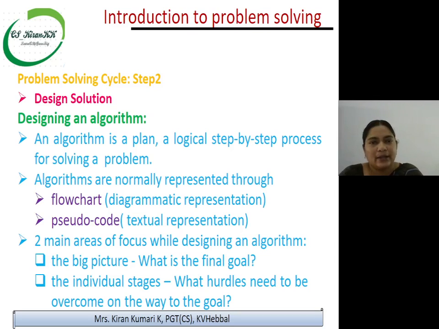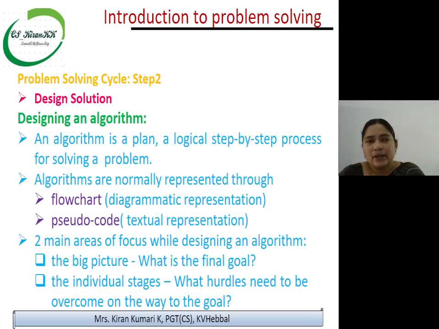Now coming to algorithm, what is an algorithm? It is a plan, a logical step-by-step process for solving a problem. So how do we represent algorithms? By using flowcharts or by using pseudocode. If you are writing in the textual format, we go for pseudocode. If you are representing in a diagrammatic representation, then we use flowcharts.